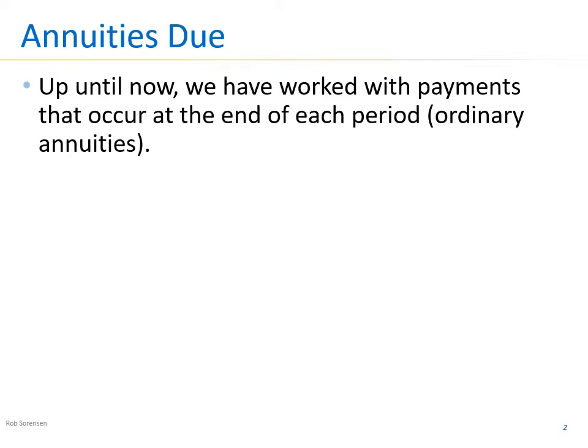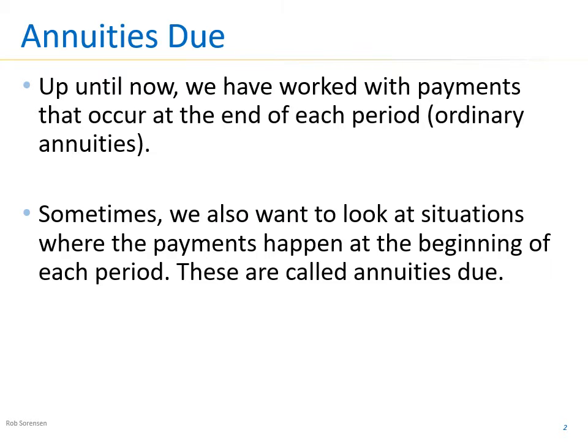Now, we've already looked at annuities where we've had payments that occur at the end of each period. We call those ordinary annuities. We spent a lot of time with those, but now we want to move on to situations where the payments happen at the beginning of each period.